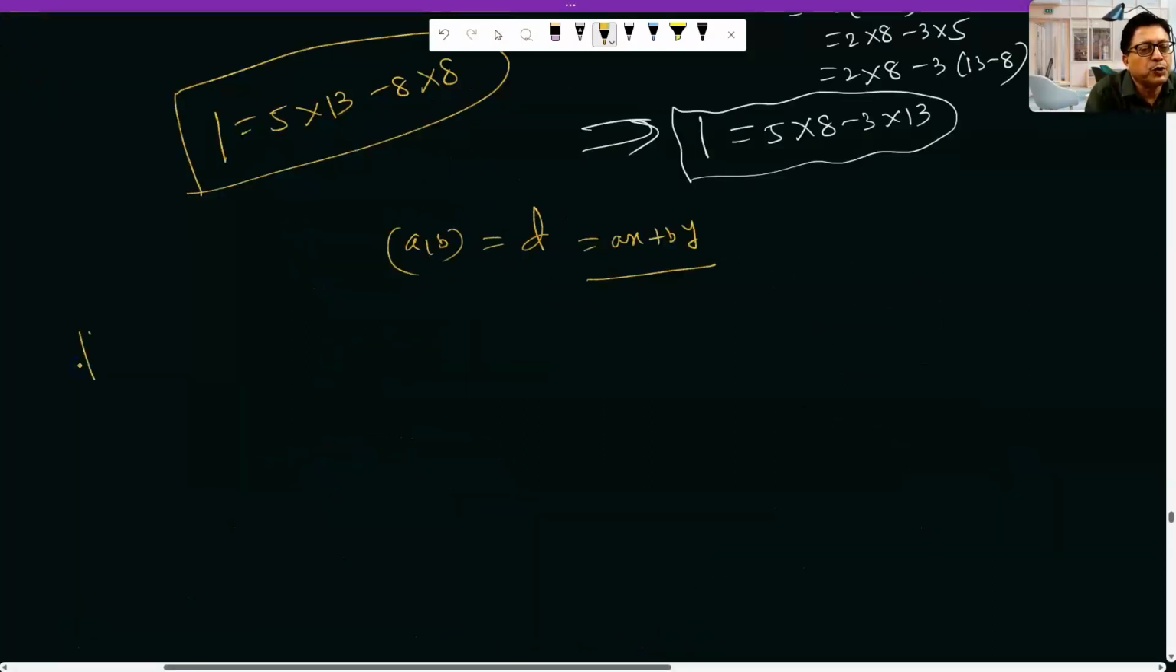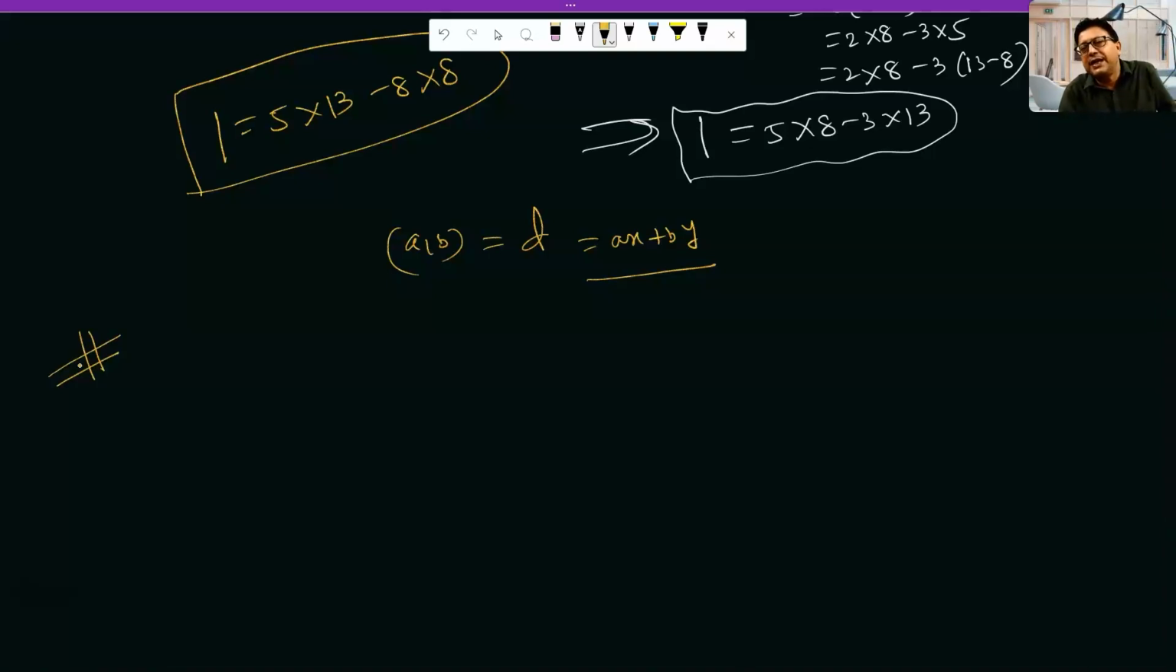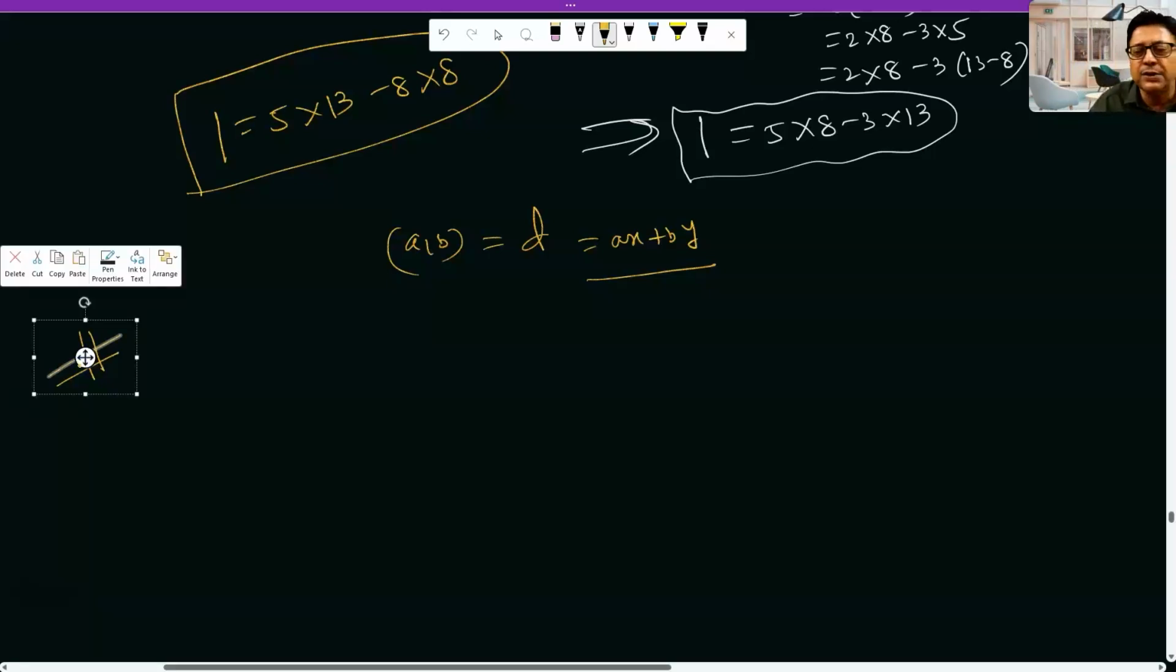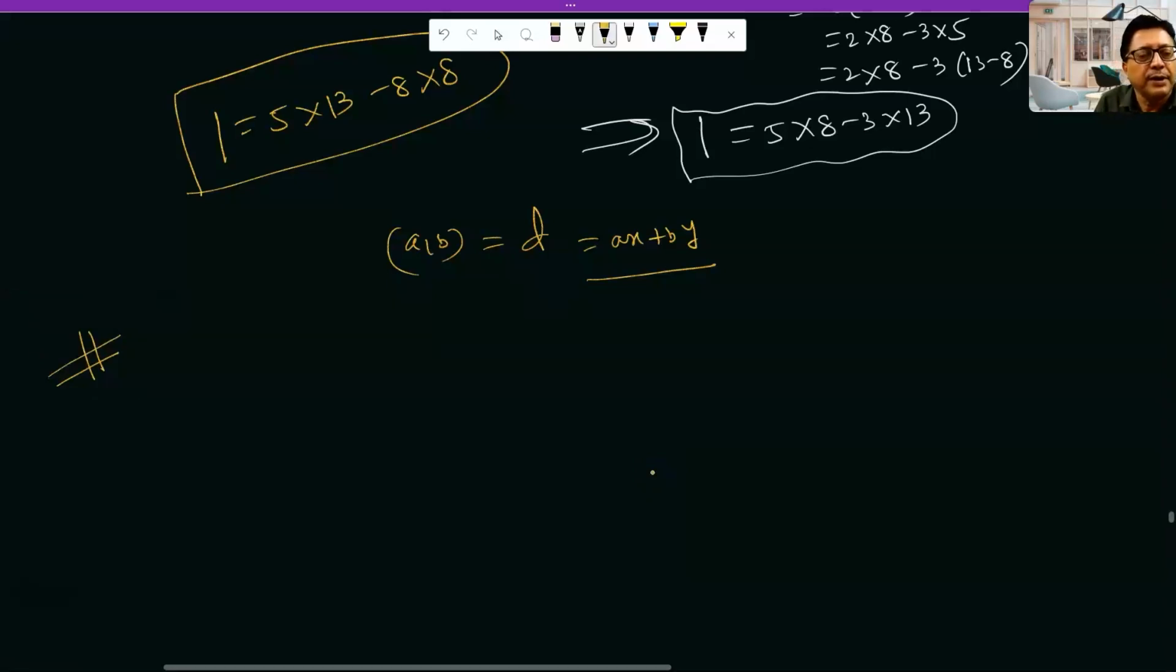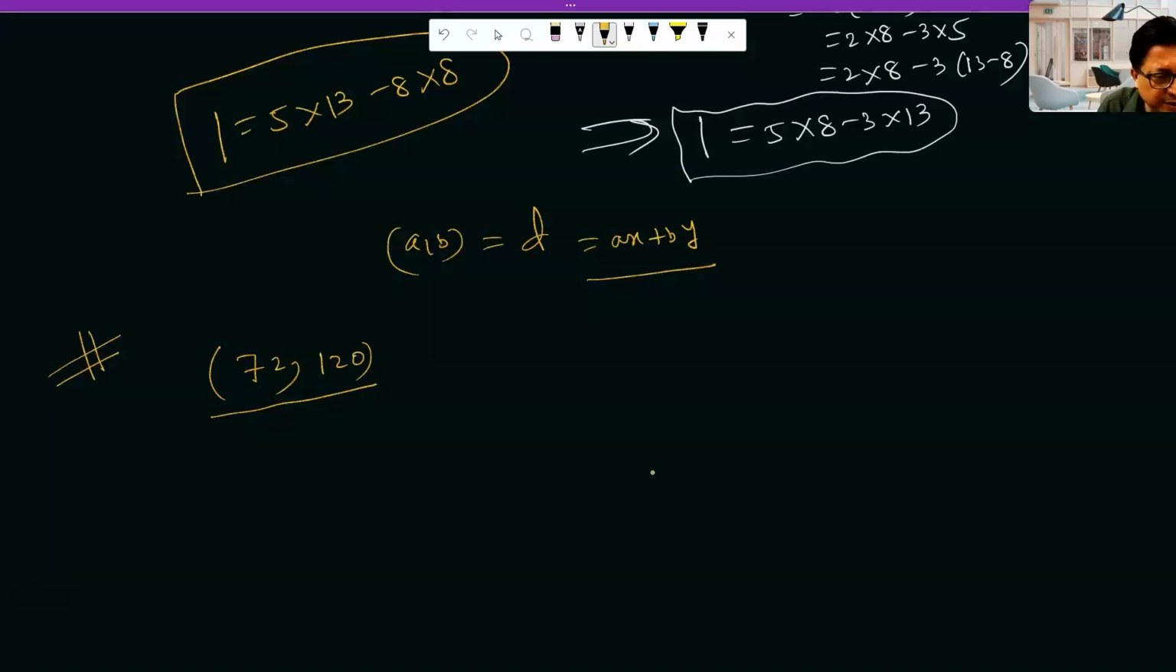I am going to show you two more examples of how to get the GCD by the reverse Euclid's lemma. Suppose I have taken two numbers, 72 and 120. We have to find the GCD of 72 and 120 and then express it as a linear combination of 72 and 120. You write 120 equals 1 into 72 plus 48. Alright.